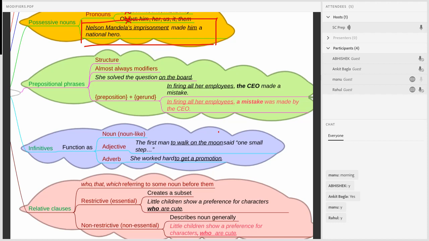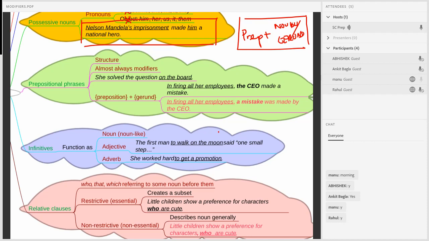Now, firstly, let's quickly revise what is a prepositional phrase. A prepositional phrase is a preposition plus a noun or the thing we discussed, a gerund. So let's put that down. Preposition plus noun slash gerund. The combination of the preposition plus noun, this combination of these two things is called a prepositional phrase. This entire prepositional phrase is what we are discussing will be a modifier.